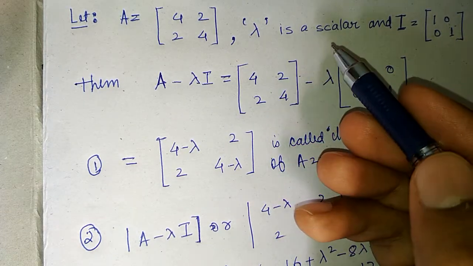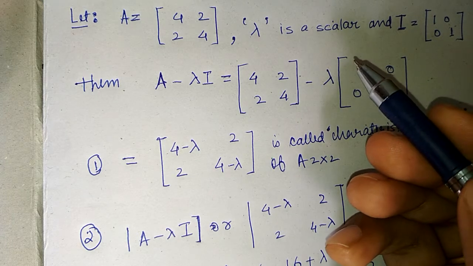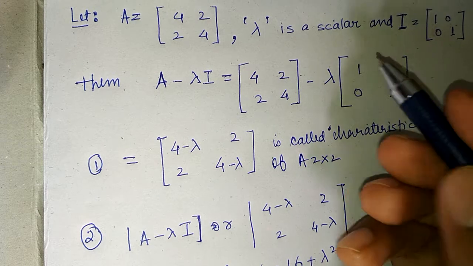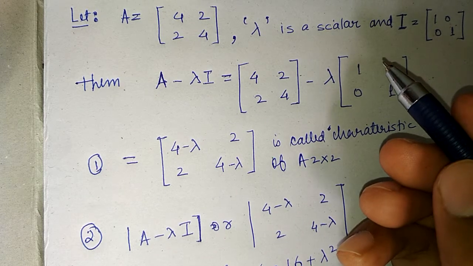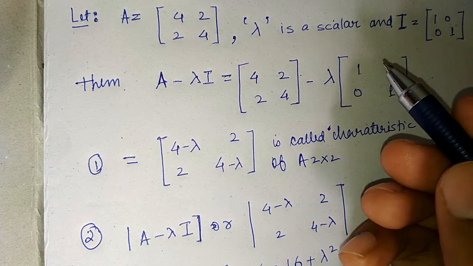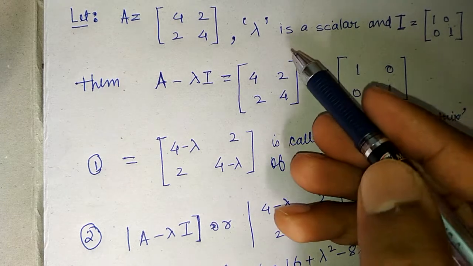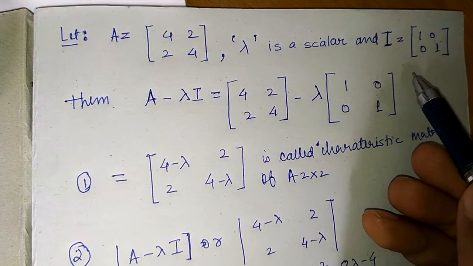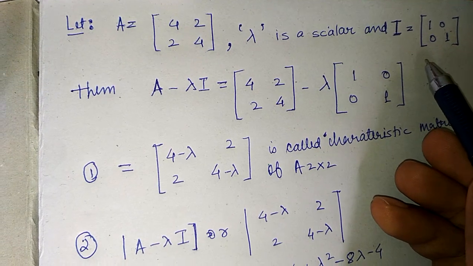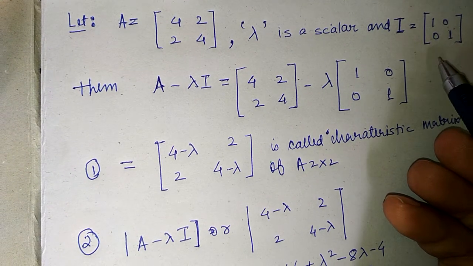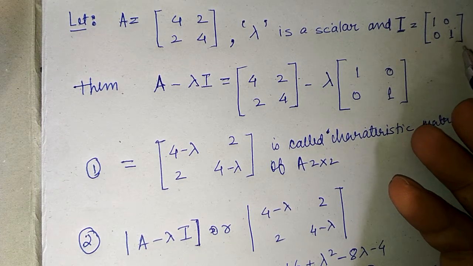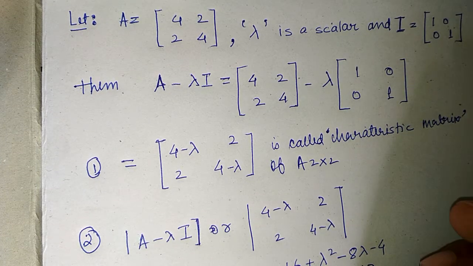By scalar quantity we mean any natural number, whole number, anything which is basically not a vector expressed in Cartesian coordinates. Lambda is any scalar quantity, and I is the unit matrix which has its diagonal elements as 1, 1 and other elements as 0.